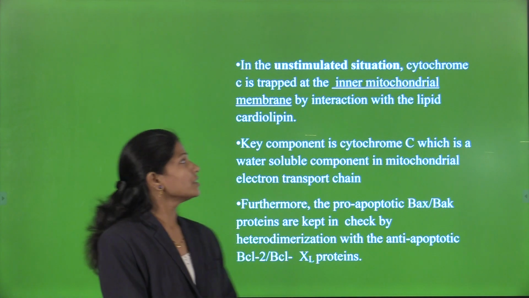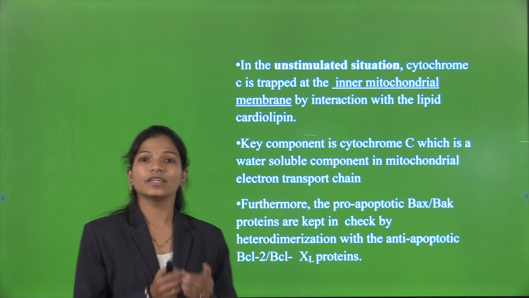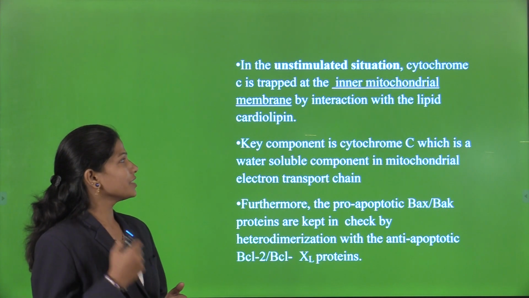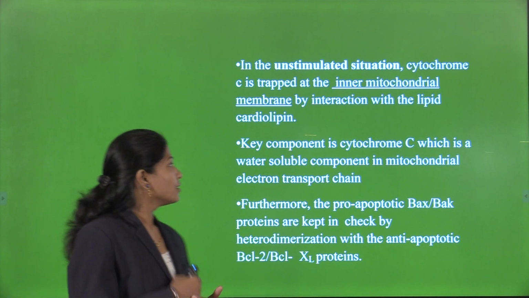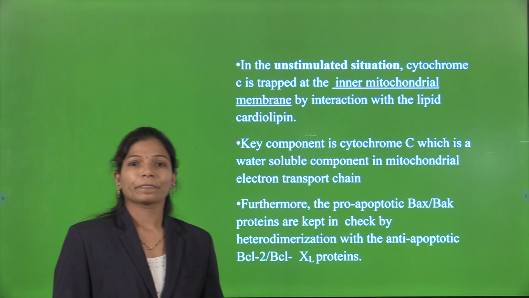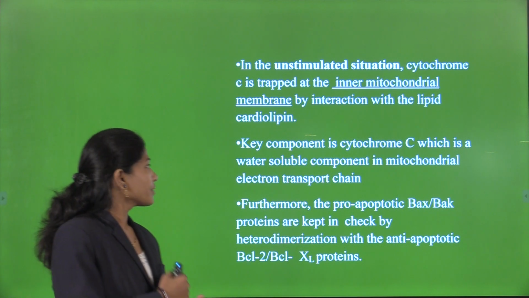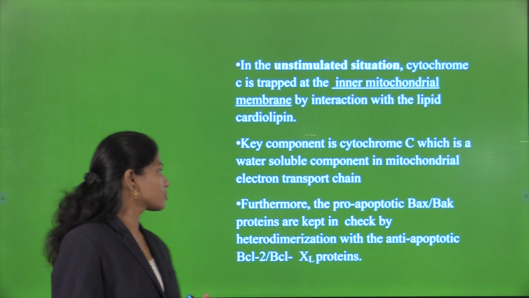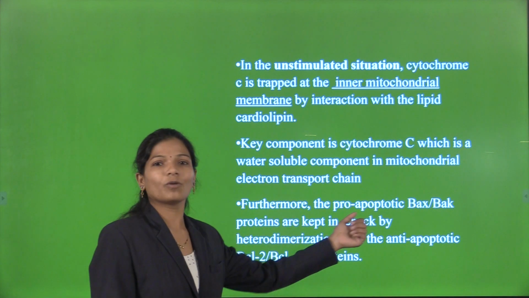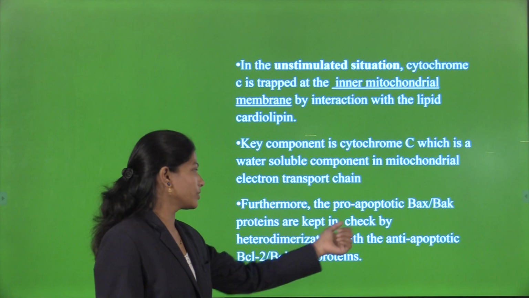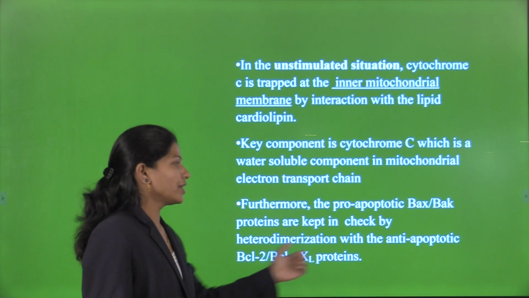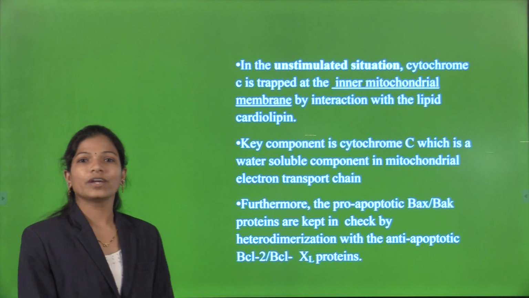In the unstimulated state, cytochrome C is trapped in the inner mitochondrial membrane. Initially it is in interaction with the lipid cardiolipin. But as the intrinsic stimulus is there, it will be released. Cytochrome C is an important component in the intrinsic pathway. It is a water-soluble component in the mitochondrial electron transport chain. Here the main role is played by the proteins Bax and Bak, which are pro-apoptotic proteins, that is, apoptosis promoting factors. In normal condition, Bak and Bax are regulated by the anti-apoptotic proteins BCL2 and BCLXL.